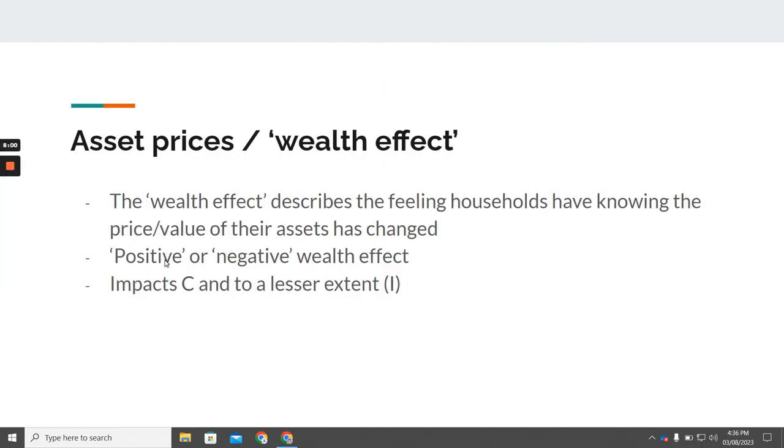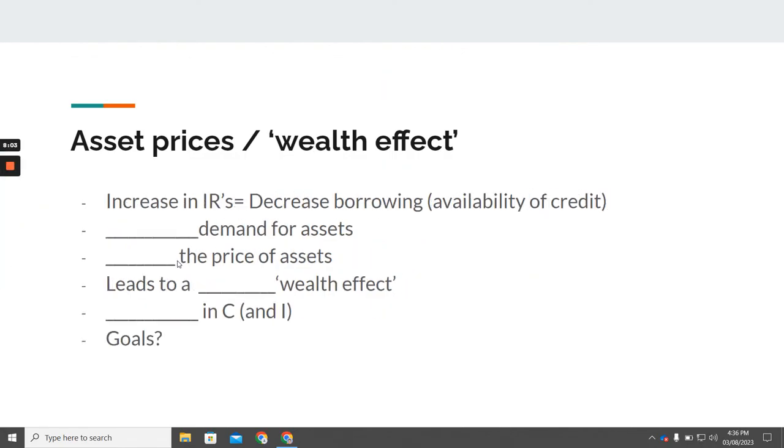Now, you can put all that together in this one here because this video is going for way longer than I would have liked. But remember, the asset price channel is all about how interest rates affect the demand for assets, therefore the price of assets. And if prices go up, it makes people feel more wealthy. If prices go down, it makes people feel less wealthy. And therefore that will impact C&I.